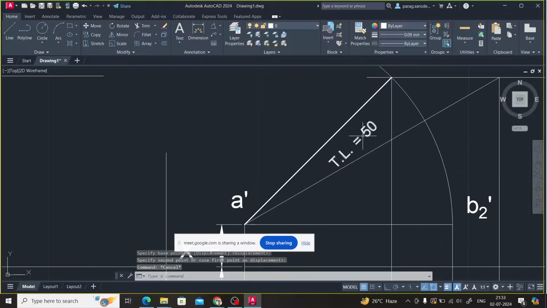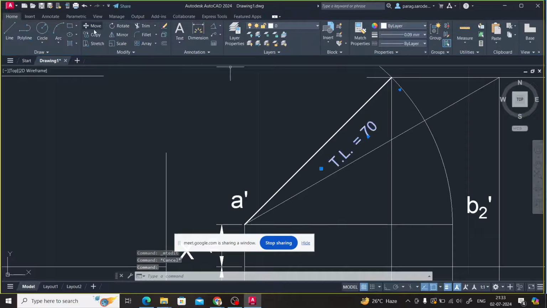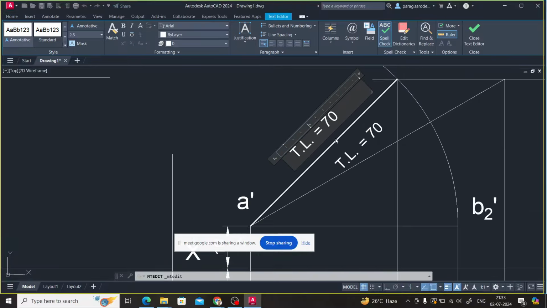Sorry, this should be the distance 70. Okay, then copy. This is my, which length? A dash b dash. So what is this a dash b dash? Front view. Correct? Yes, sir.